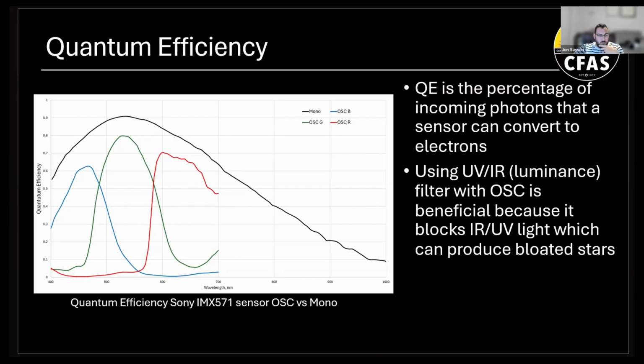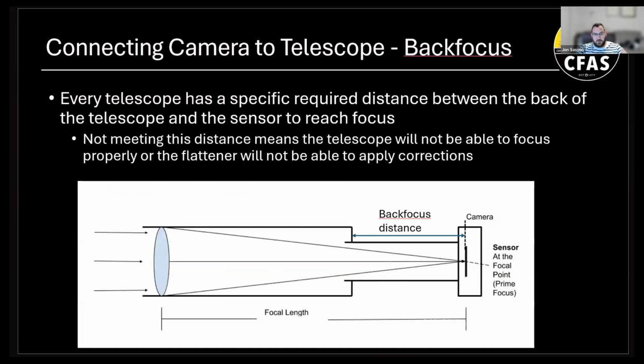All right, so now connecting. Let's say you pick your astro camera and you want to connect it to your telescope. You have all these different adapters. How do you know how many adapters to use? What's the right adapter to use? And that will depend on your telescope.